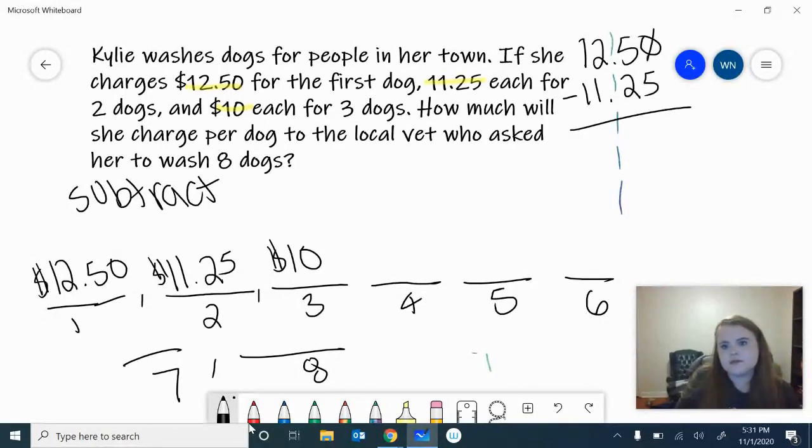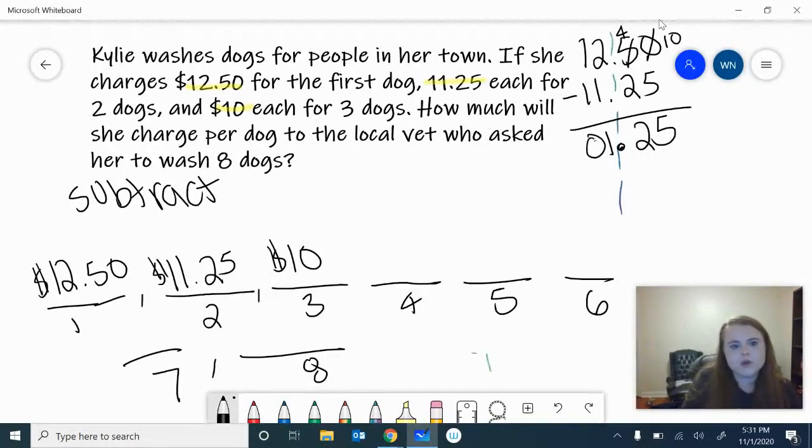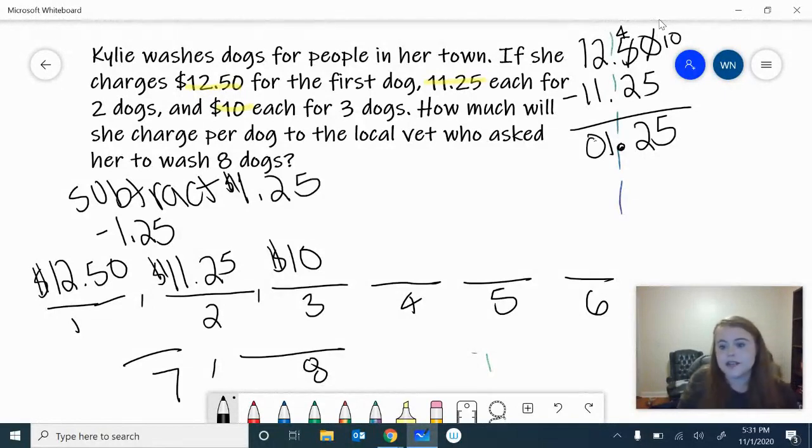So let's subtract. Uh-oh. I have to borrow, make that a 10, 4. 10 minus 5 is 5. 4 minus 2 is 2. 12 minus 1, 2 minus 1 is 1. And then 1 minus 1 would be 0. So 125 is in between them. So I know I'm going to subtract 125. So that is my rule. Subtract $1.25. So now all we have to do is keep on doing it.